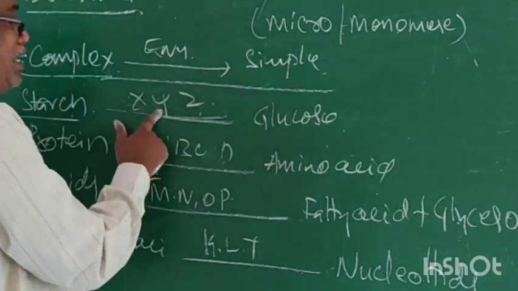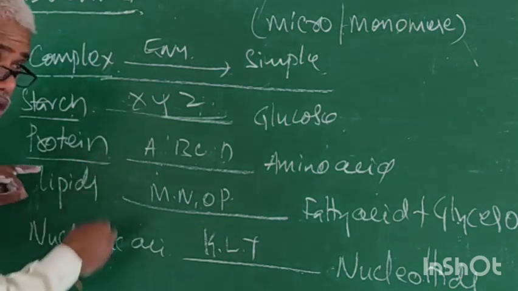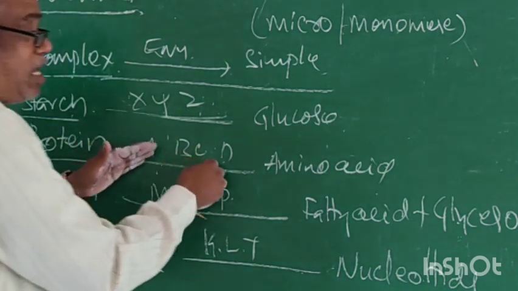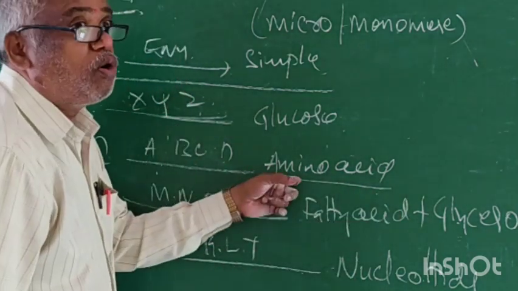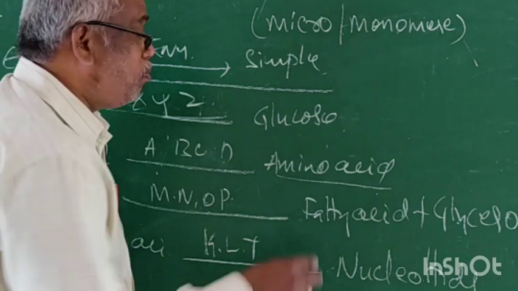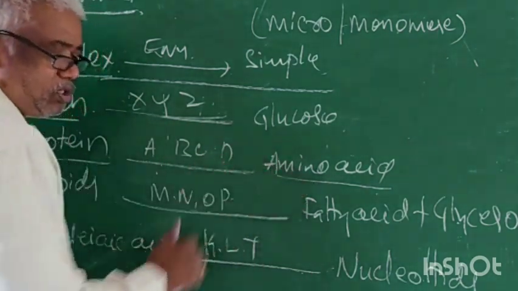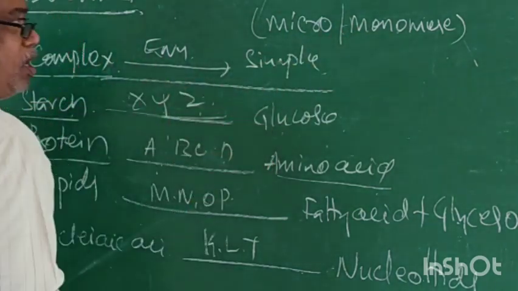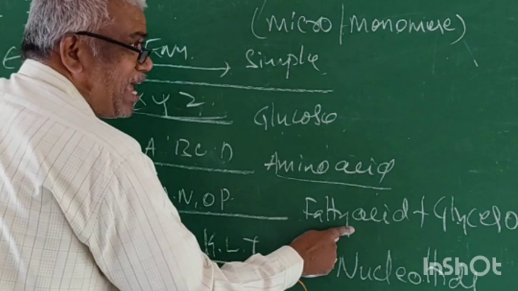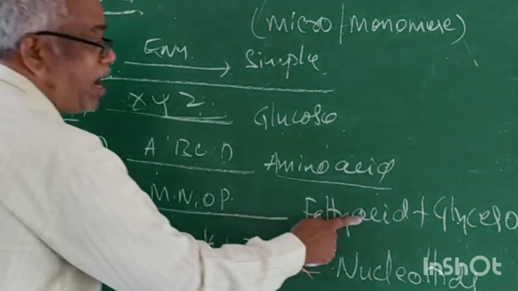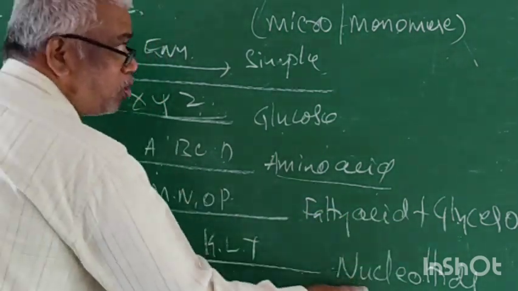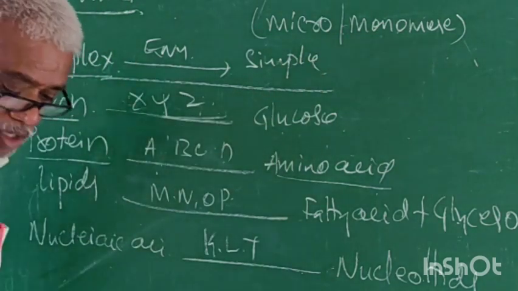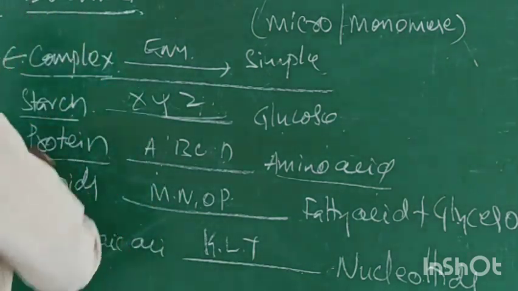This breakdown requires enzymes. Similarly, the protein is a complex polymer which undergoes breakdown by enzymes and finally becomes a simple monomer. Name the simple monomer of proteins: amino acid. Name the simple monomer of starch: glucose. Name the simple monomers of lipids: fatty acids and glycerol. Nucleotides is the simple monomer of nucleic acid. But one thing, just listen.